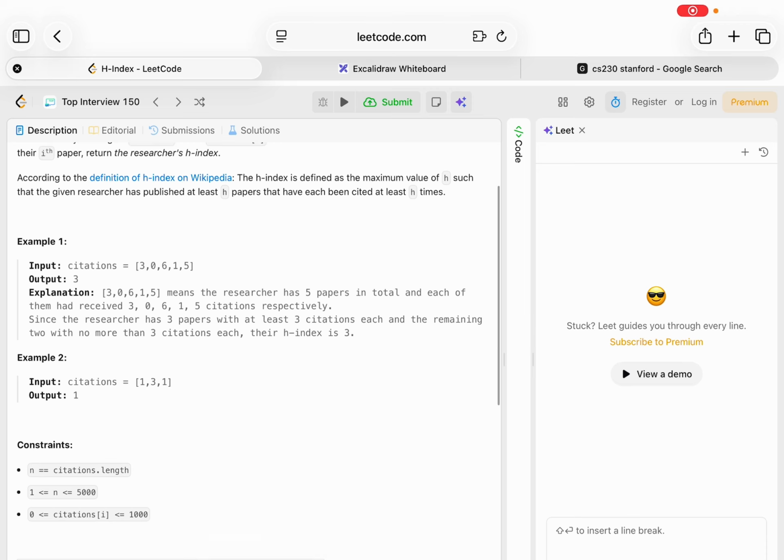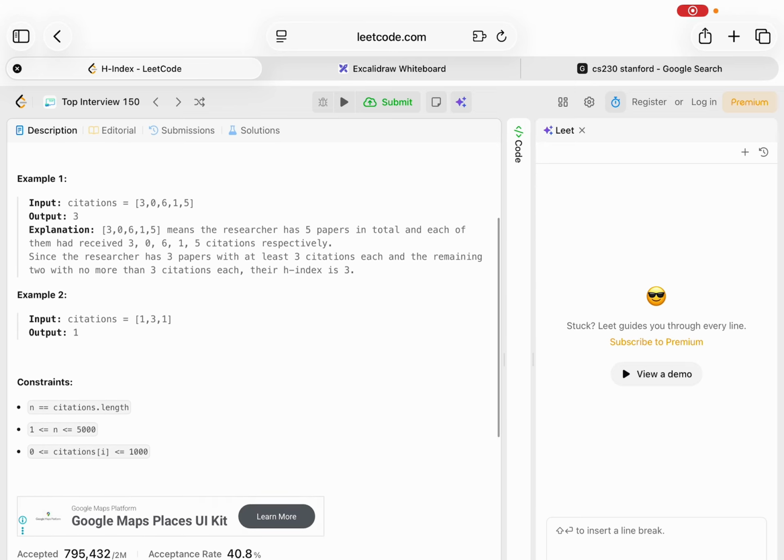It kind of represents the quality of research. H index is defined as the maximum value of H such that the given researcher has published at least H papers that have each been cited at least H times. So the researcher has at least H papers, each of which themselves have been cited at least H times. So 3 0 6 1 5 means the researcher has 5 papers in total, with each of them having received 3, 0, 6, 1, 5 citations respectively.